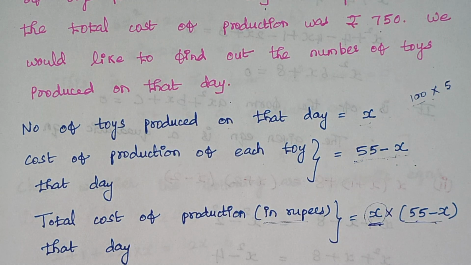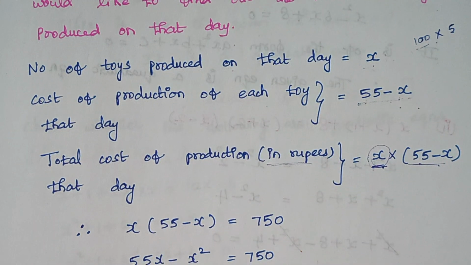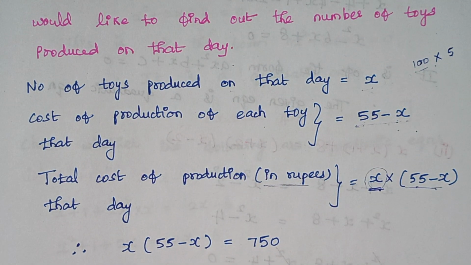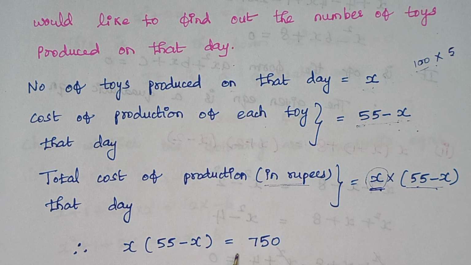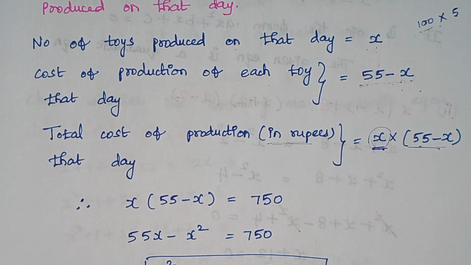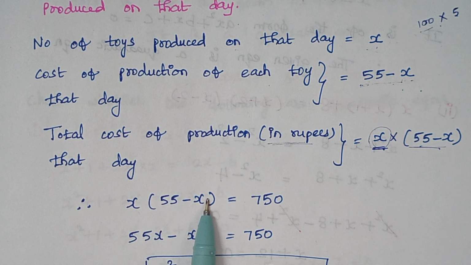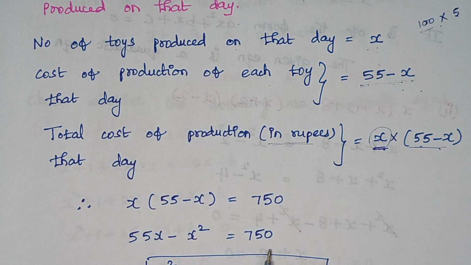So how much is the total production cost? Here they had given it as 750. So X into 55 minus X is equal to 750. When you multiply X into 55, we get 55x, and X into minus X becomes minus X square, is equal to 750.